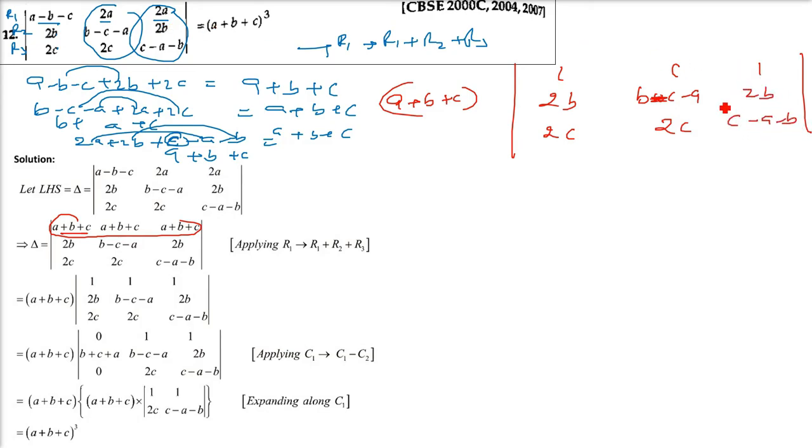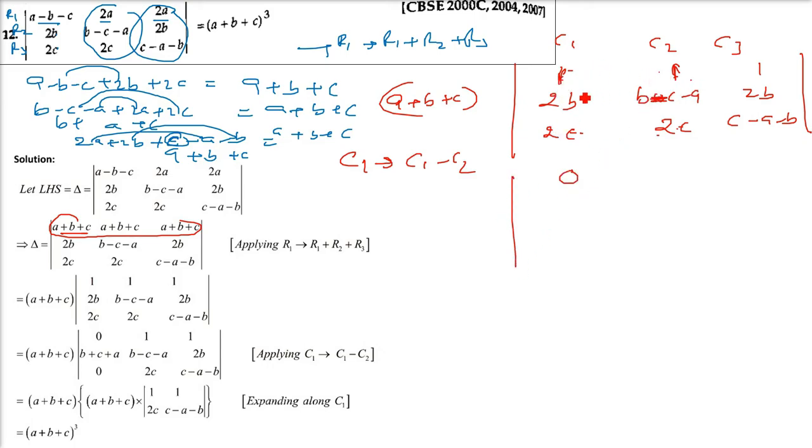As we know, when we have 3 ones in any row or column, we try to make it 2 zeros. You will not get any benefit with anything else. You just have to do column 1 changes to column 1 minus column 2, and column 2 changes to column 2 minus column 3. This is what you can do. So column 1 we are changing as column 1 minus column 2, and column 2 we will be changing as column 2 minus column 3.